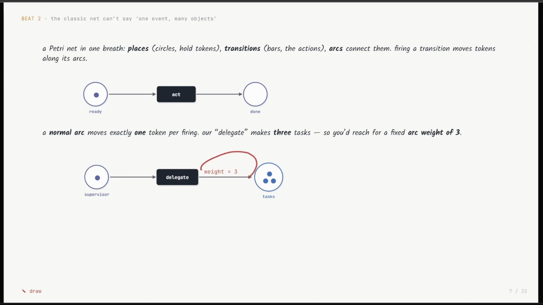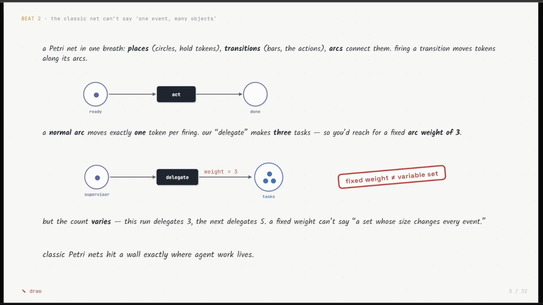You could, of course, and this is an idea that we proposed already, weigh this arc and put it at 3. But that reaches a problem. Let's say we need a count that is varying. One run delegates 3, the next run delegates 5. A fixed weight can't express a set whose size changes every event. So it will always be 3, which is blocking us here. So a classic Petri net hits a wall. This is where agent work really lives.